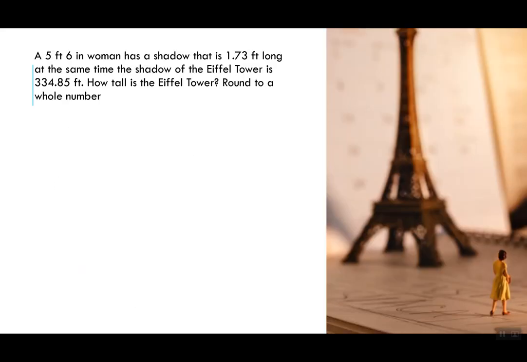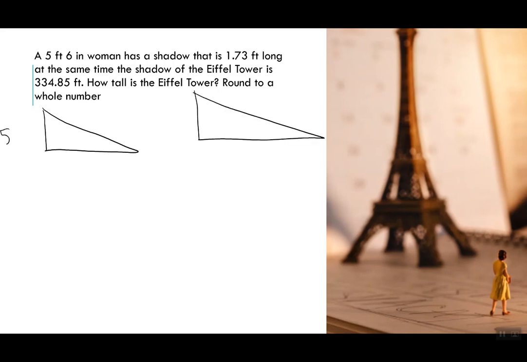Let's try that again. This time we have a 5'6" woman who has a shadow of 1.73 feet long. At the same time, the shadow of the Eiffel Tower is 334.85 feet. And what we want to know is how tall is the Eiffel Tower, and I want you to give that as a whole number. So this is just like that last problem we had about the person that was 6 foot tall and their shadow. Except now I have a 5'6" woman with a 1.73 foot shadow, and I'm looking for the height of the Eiffel Tower. We'll call that X, and we know the shadow was 334.85.